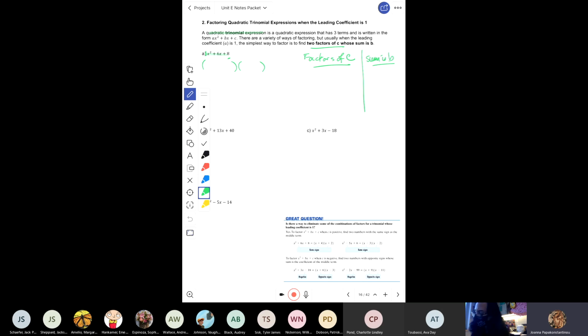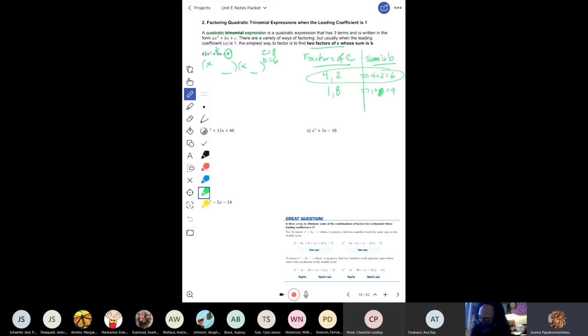Okay, so let's think of our factors of C. Well, C is 8. What are some factors of 8? 4 and 2. If you didn't think of that one first, you could have said 1 and 8. But remember, they have to sum to B. 4 plus 2 is 6. Well, B is 6, so I found it, right? Oops, sorry, 1 plus 8 is 9, and that would not be the value of B. So the first thing you want to do is find your factors of C that sum to give you B. Those values are going to go here.